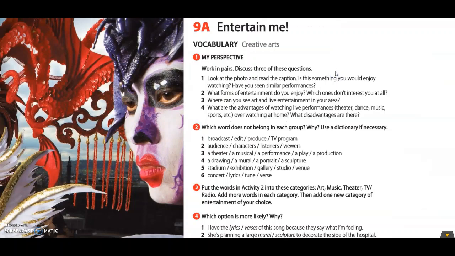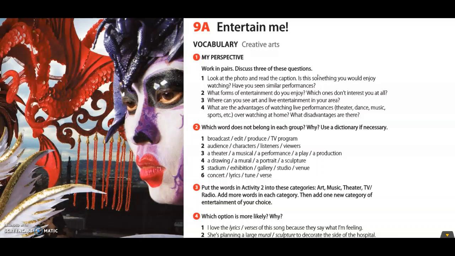Exercise 1 says, My perspective. The instructions mention to work in pairs and discuss 3 of these questions. Because we can't work in pairs, you are going to choose 3 of these questions and answer them to yourself. For example, look at the photo and read the caption. Is this something you would enjoy watching? Have you seen a similar performance?